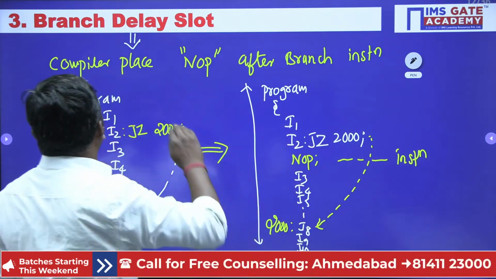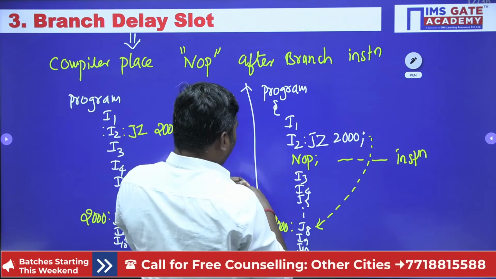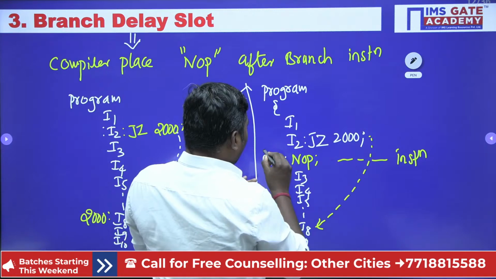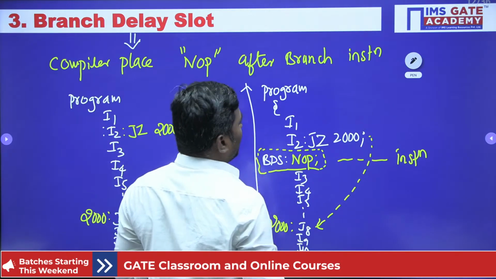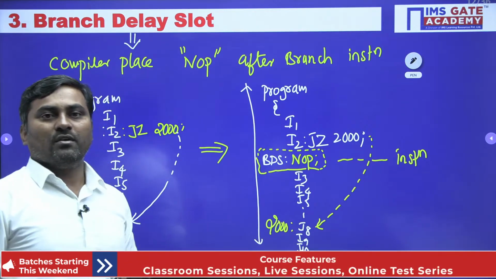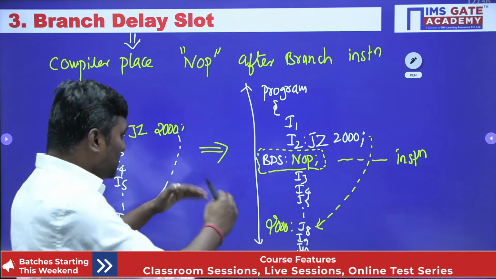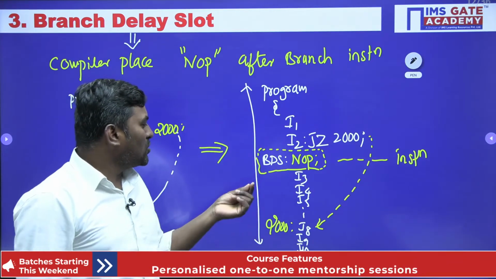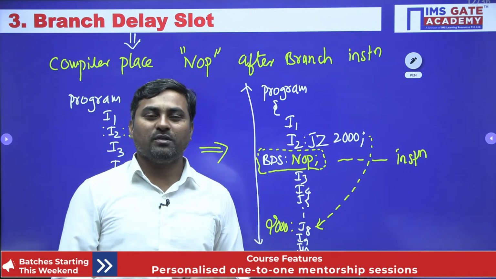This is what? Branch delay slot. What did I place here in the branch delay slot? A no operation we placed. Later, please understand, after some years you will understand. So why can't you utilize this slot? Why should I place only a nope instruction?